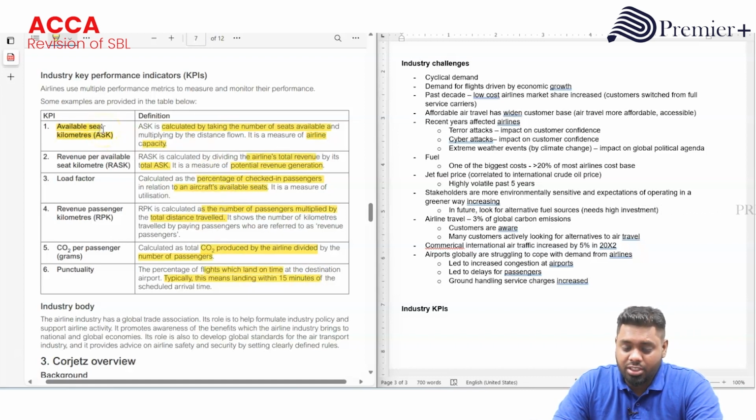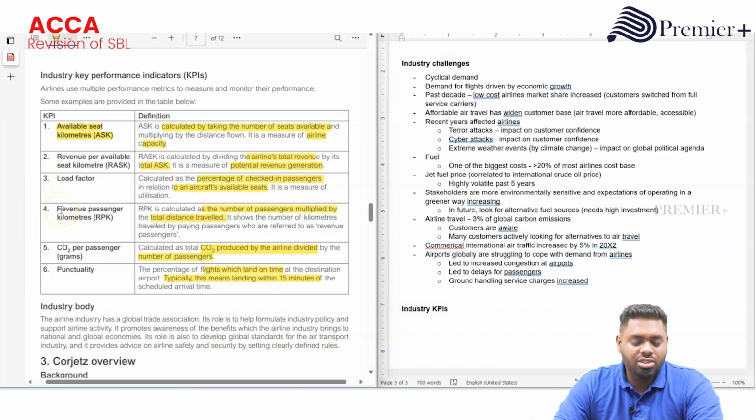Available seat kilometers looks at the airline capacity utilization. Revenue per available seat kilometer shows the potential revenue generation. Load factor, how much of the airline has been utilized. Out of 1,000 seats, only 700 seats were filled. It's a problem. Only 70% has been used. So load factor is about utilization.